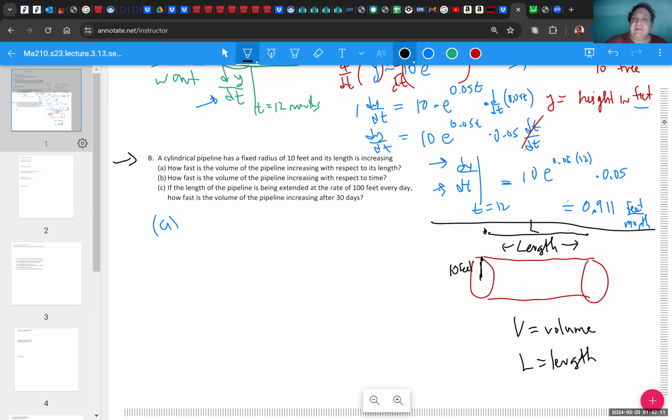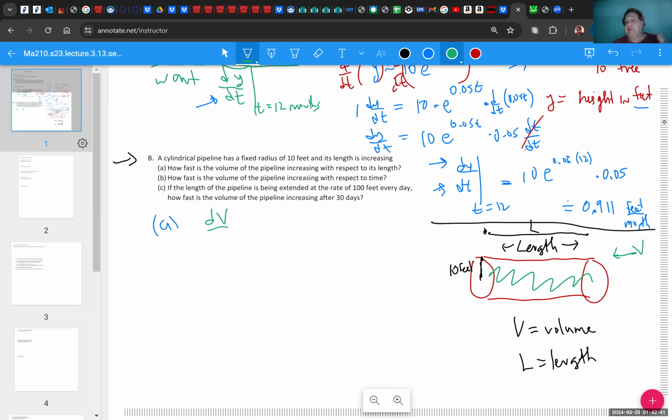And then the stuff inside, which, I guess I can't really draw very well, but all the stuff inside is the volume. All right, so I have my picture, I have my information organized, I have my variables written down, and from here, we're supposed to find how fast the volume of the pipeline is increasing with respect to its length. So first of all, let's write down what we're looking for. We're looking for how fast the volume is increasing. That is the change in volume.